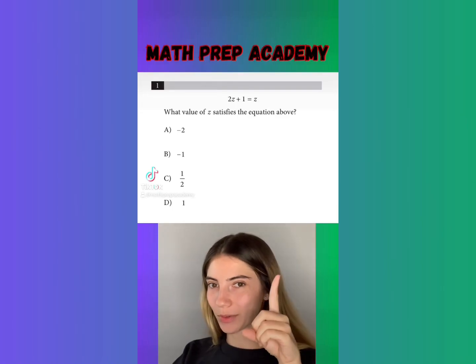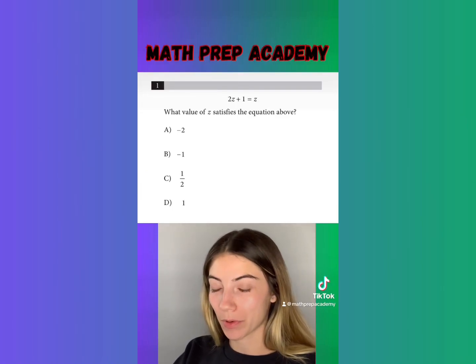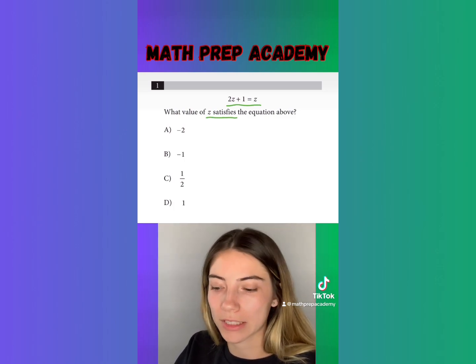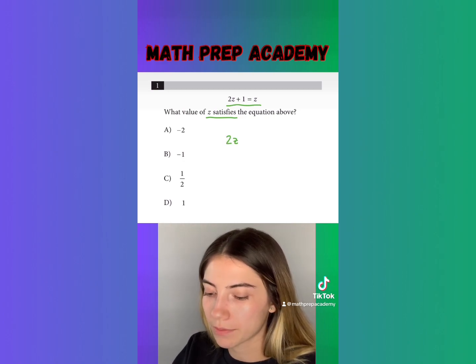How would you answer this question over here? Well, this question is pretty straightforward. They give us an equation and they're asking what value of z satisfies the equation above. So just solve for z. So our equation is that 2z plus 1 is equal to z.